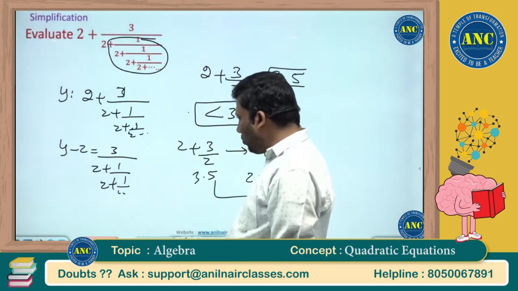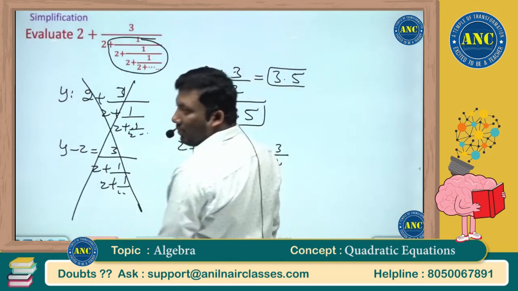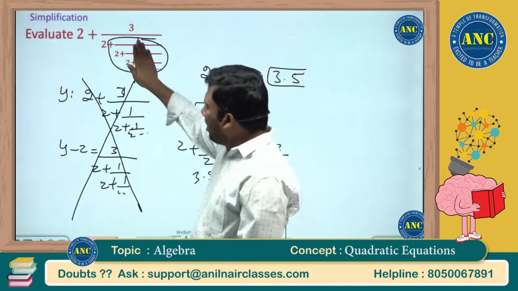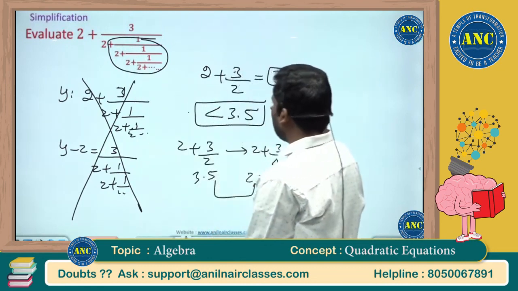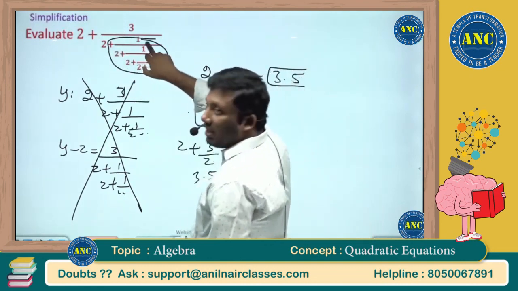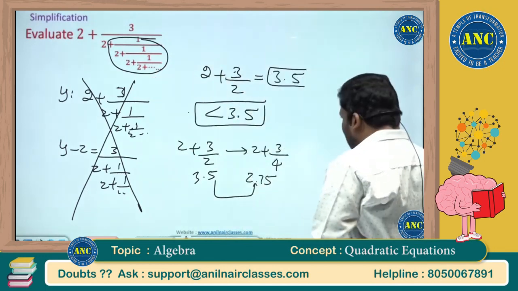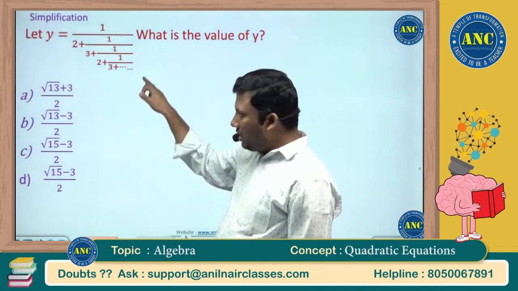Kindly do not use the quadratic equation method and waste your time. You will get a big long polynomial equation, and you have to write it. Assume the rest is not there. 2 plus 3 by 2, which is 3.5. The denominator is increasing, so the value will decrease. The answer should be less than 3.5. I will use that concept and I will solve this problem.